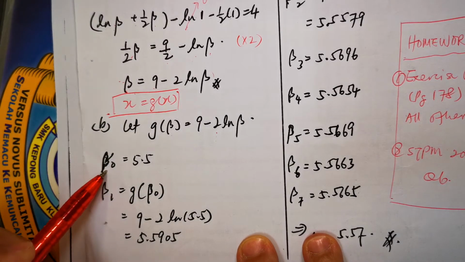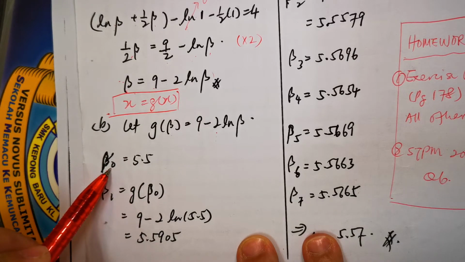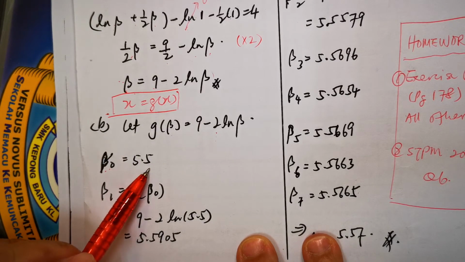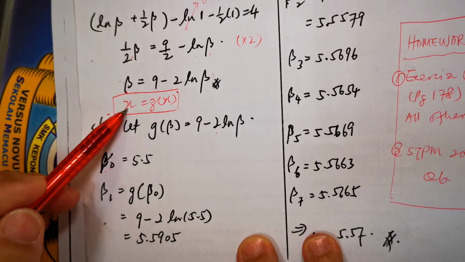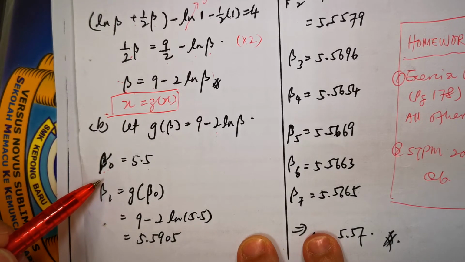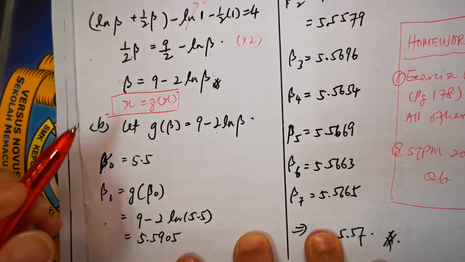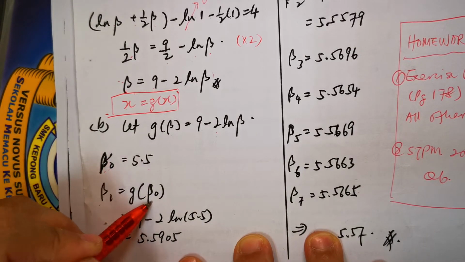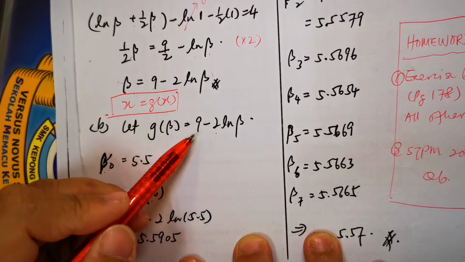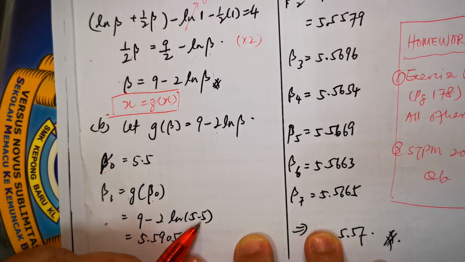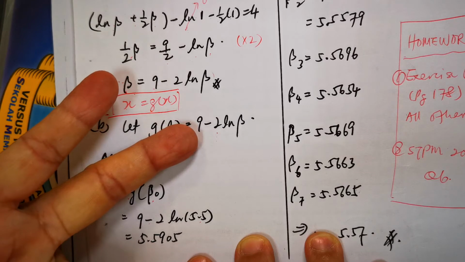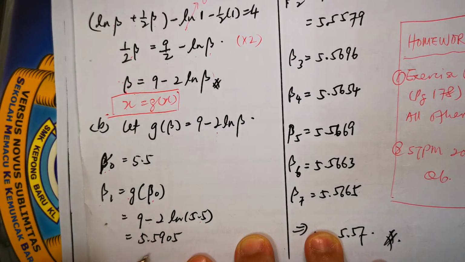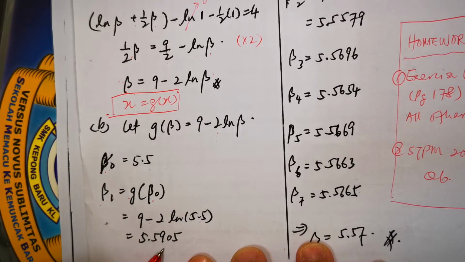All right, so the initial value of beta that we're going to use is 5.5. It's actually the same as what we have done, but before this we used x, now we use beta only. So first step, sub your first initial value into your g. Means sub in here, 9 minus 2 ln 5.5. So use your calculator because the question wants 2 decimal places. So we express our answer in 4 decimal places.